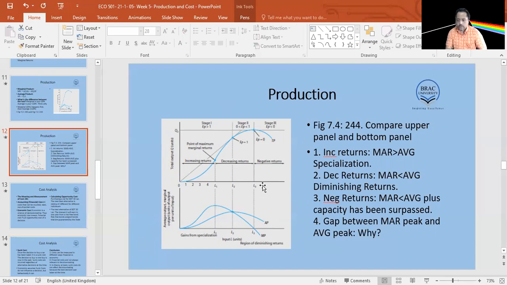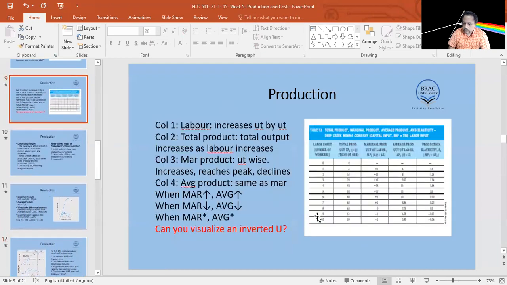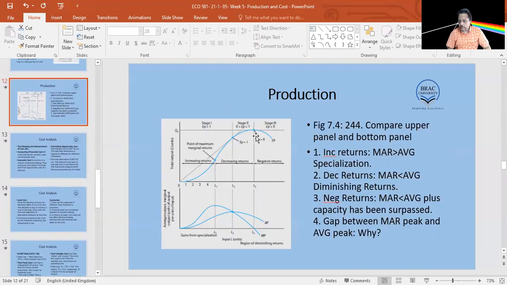What is negative returns? Negative returns was this part in the graph. 8 units of labor is the maximum amount of labor that we can use. After that, any production activity with more labor becomes counterproductive. That does not add to the total output, it reduces it. This is what happens over here. So this will start to fall and this will start to fall. That means average output and total output will then reduce.